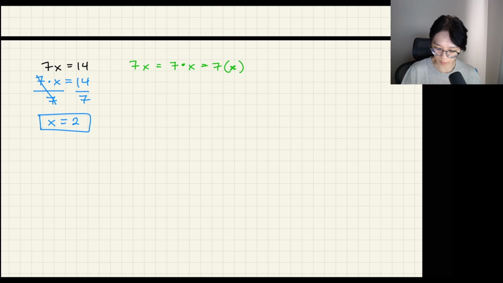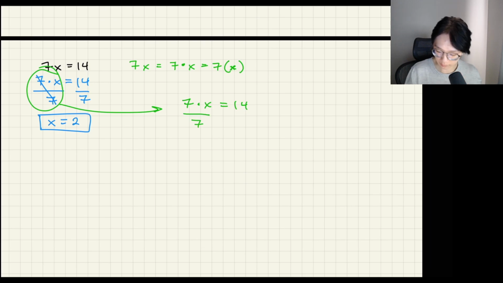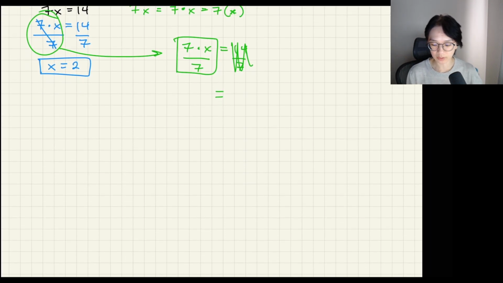Real quick, I'll run over why these cancel in case you don't know, because that's kind of important to understand. So, if I have 7 times x equals 14, we have the whole thing divided by 7. And we're just going to focus on this side, so I'm going to stop writing this side for a second. 7 times x divided by 7 is the same thing, if we separate those out, as 7 over 7 times x, right? Because you can just separate them out like multiplication.